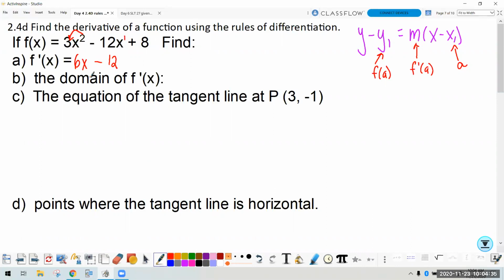So when I look at the domain of the derivative, 6x minus 12 is a line. The domain of a line is all real numbers. So x is all reals.